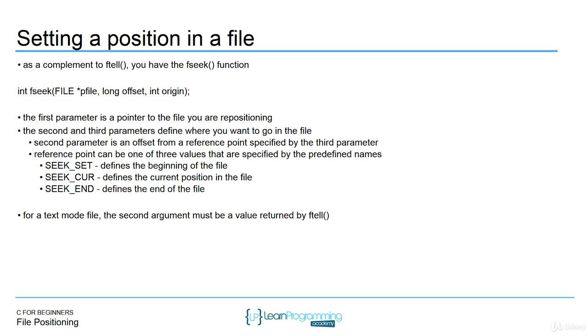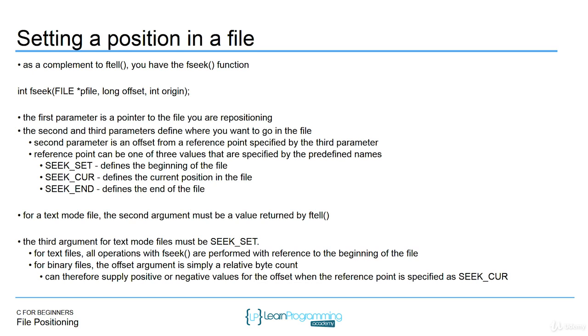Okay, so for a text mode file, the second argument must be a value returned by ftell. So you should notice that fseek and ftell are used together. The third argument for text mode files must be SEEK_SET. For text files, all operations with fseek are performed with reference to the beginning of the file.